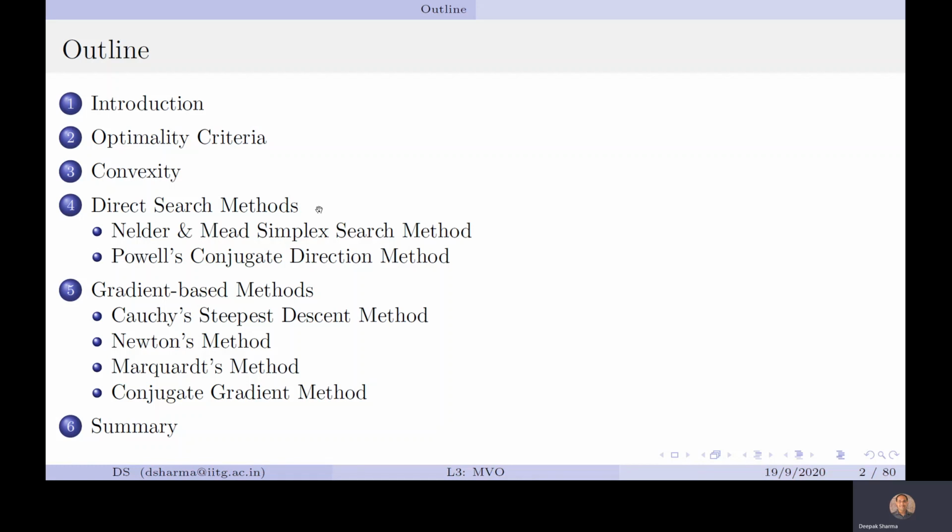As we have two types of methods, the first is called direct search methods. In this category, we will be going through two important methods. First is called the simplex search method, and another is called the conjugate gradient method. Similarly, we will go through the gradient based methods. For example, steepest descent, Newton methods, Marquardt's methods, and conjugate gradient methods. In the category of direct search methods, we have a few more methods, but in this particular lecture, we will be following only these two methods.